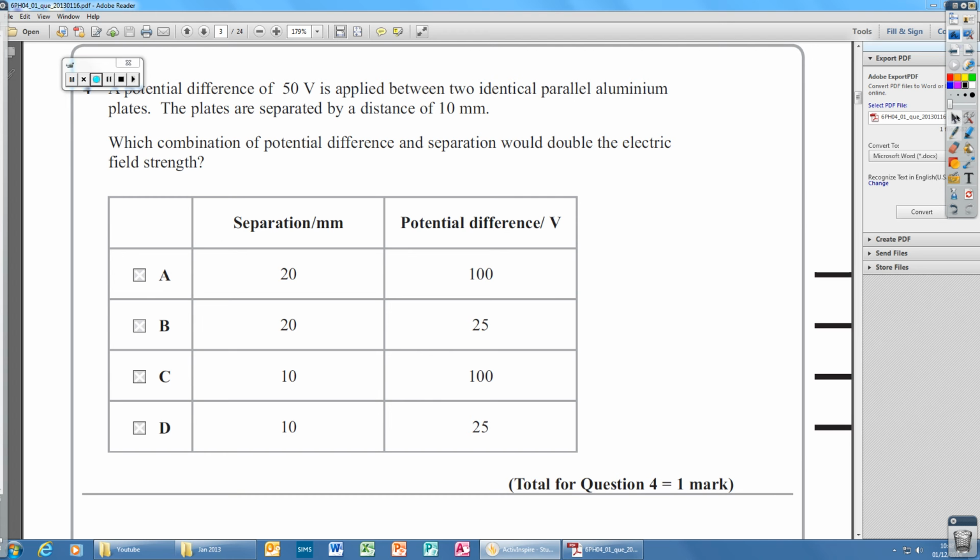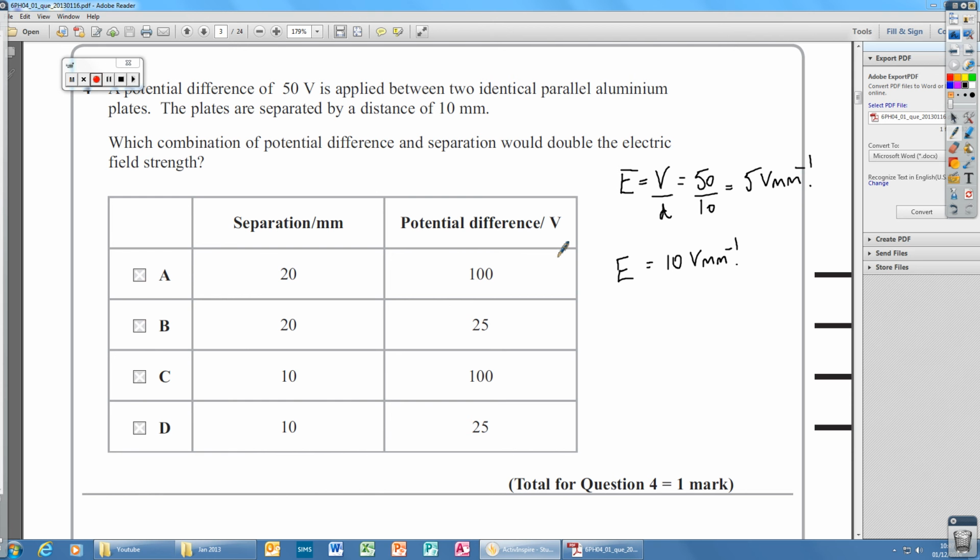Well, I think to begin with, I need to calculate what electric field strength I've got to start with. So if I remember the equation, E equals V over D, and I'm just going to pop the numbers in. And at this point, because I'm just looking for it to double, I can ignore the fact that it's in millimeters. I'll put the unit in, so it's simply going to be 5 volts per millimeter. Okay, so I'm looking for something which will give me an electric field strength of 10 volts per millimeter.